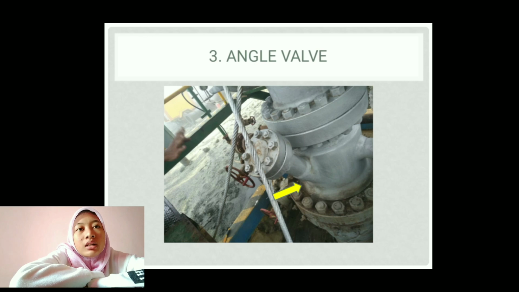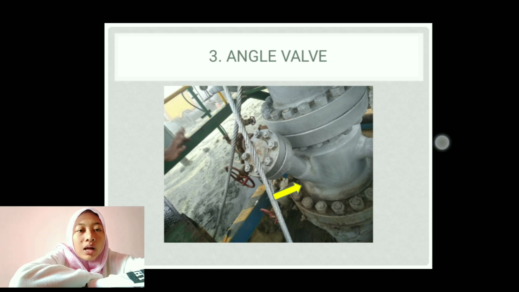Number three is the angle valve. The angle valve serves as a way for the injection fluid to enter when killing the well. At the time of killing, the production well needs to be killed first, so that no fluid will flow to the surface. The angle valve also functions as an indicator of well head pressure.